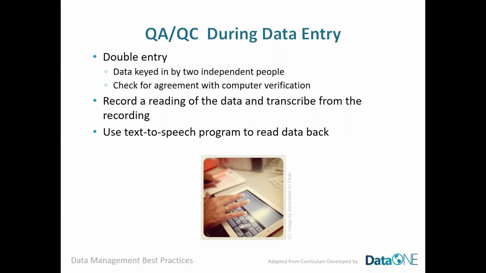Consider using techniques that help eliminate mistakes during data entry. Examples are using double data entry, where non-digital data are keyed in by 2 people independently. Differences in entries can then be detected via computer programs and examined further for mistakes. Another way to reduce data entry error is to record yourself reading off the data and then transcribe it from the recording. You may also use a text-to-speech program that reads the data to you while you type it into a computer.